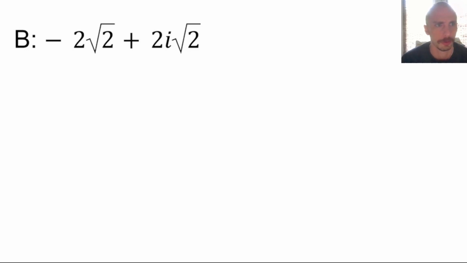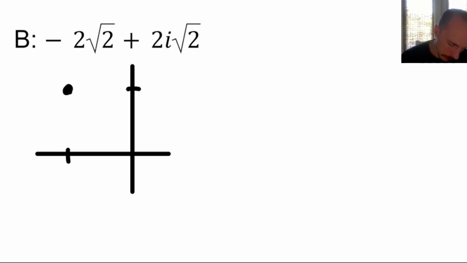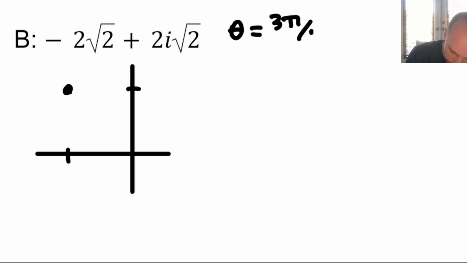That's a strange number, 2i root 2. But I see what they're saying. It's basically negative 2 root 2 on the real axis, and positive 2 root 2 on the imaginary axis. So this one's going to be another pi over 4. Looks like that's going to be 3 pi over 4. Yeah, so I'm going to say theta equals 3 pi divided by 4.